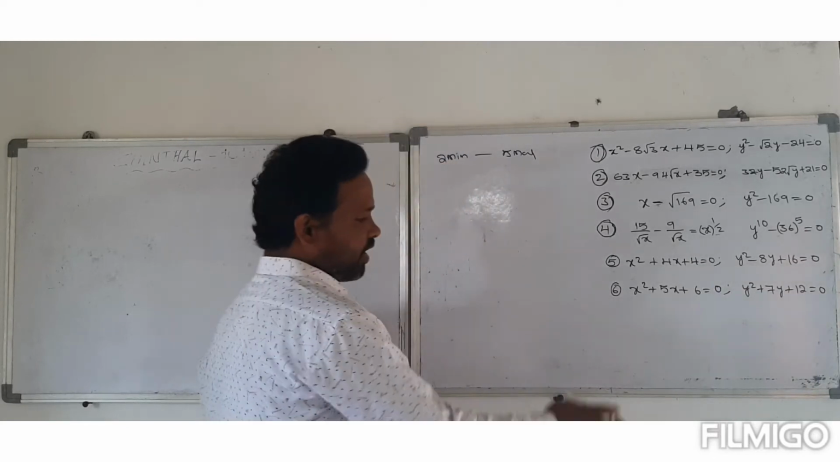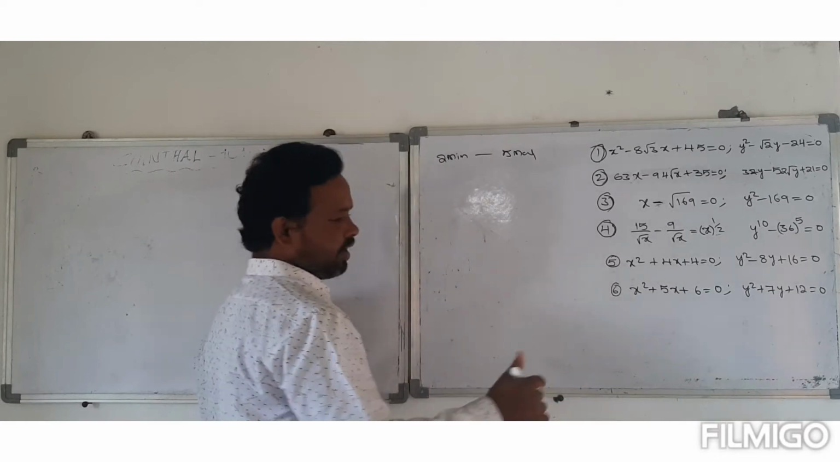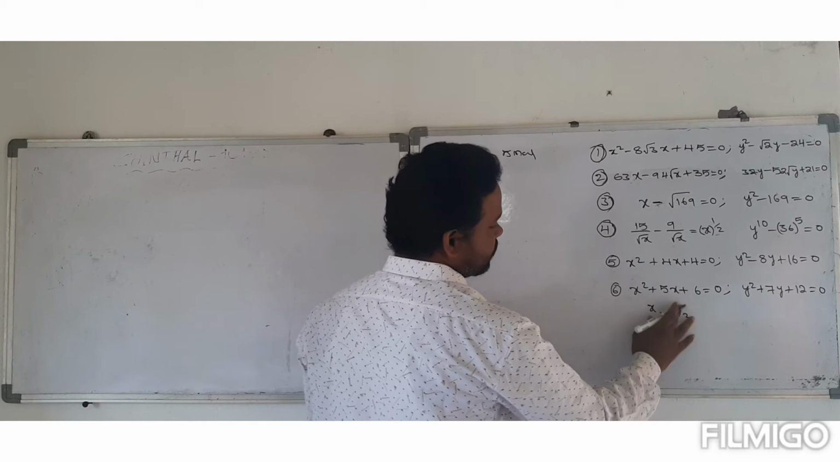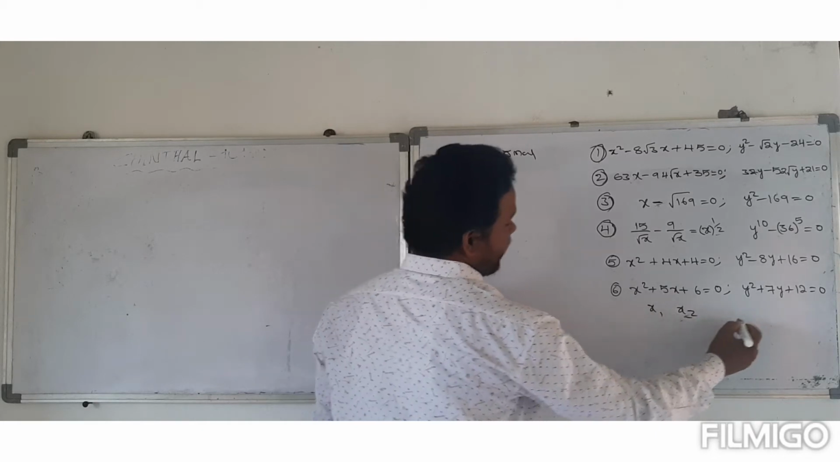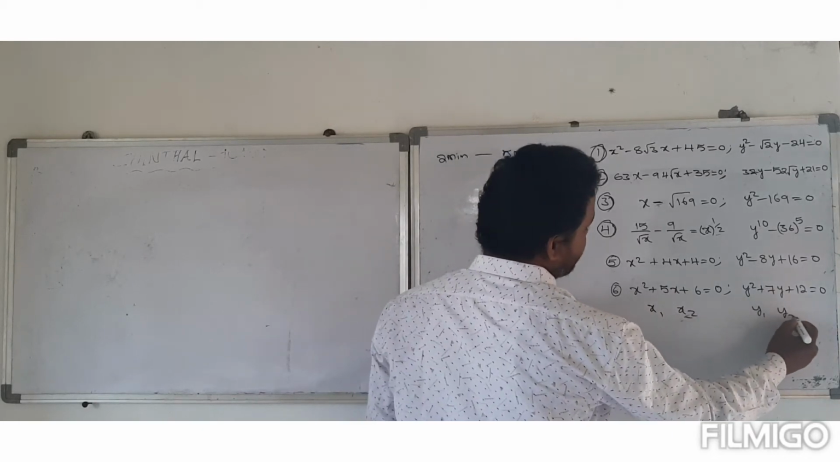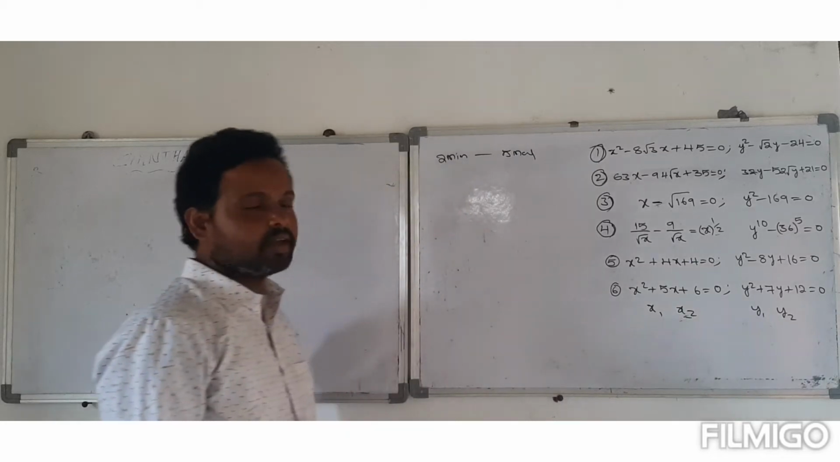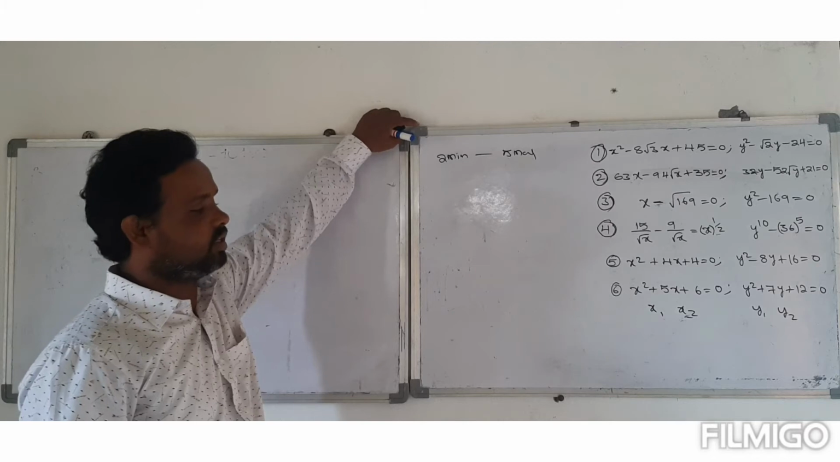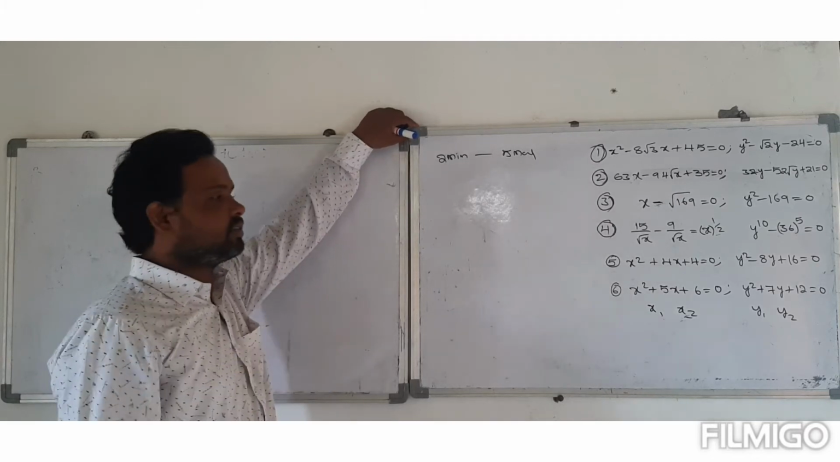It means based on this information, we will get x1 comma x2 and y1 comma y2. 4 different roots are there. In this topic, we can call it inequalities. How can we find the answers?